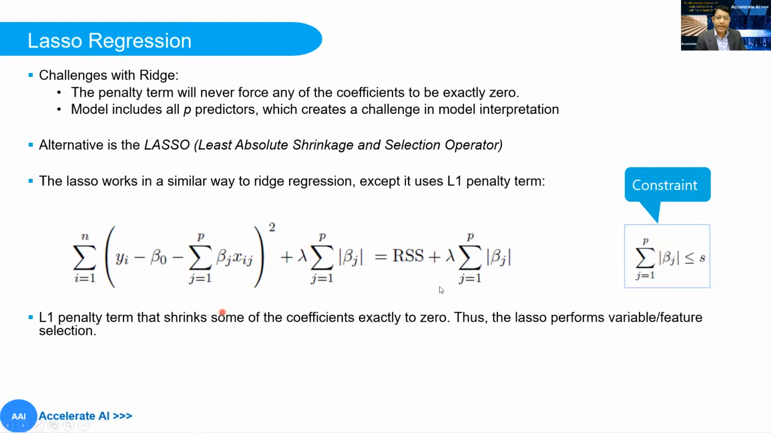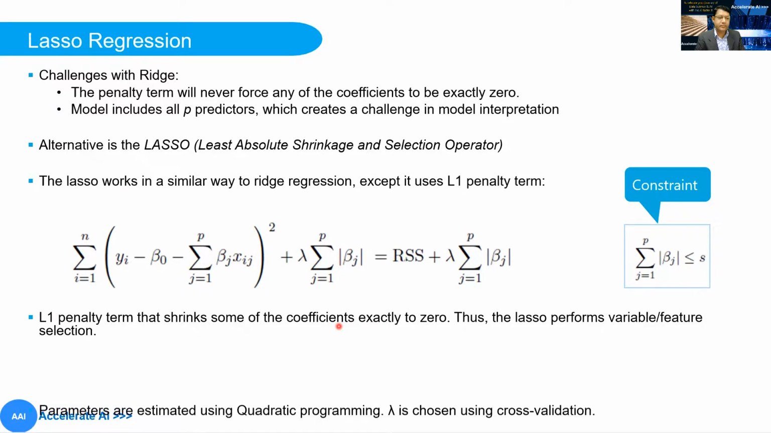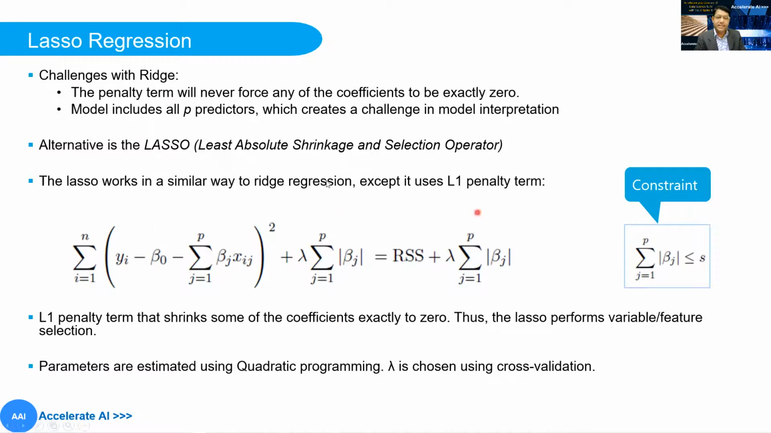Now L1 penalty term here, it will shrink the coefficients, some of those coefficients exactly equal to 0. So Lasso performs a variable or a feature selection because those coefficients which become 0 have no bearing on the final prediction. Now this equation, the Lasso, does not have a closed form solution, so the parameters are estimated using quadratic programming. And lambda, as in the case of ridge, is chosen using cross validation here in Lasso as well.